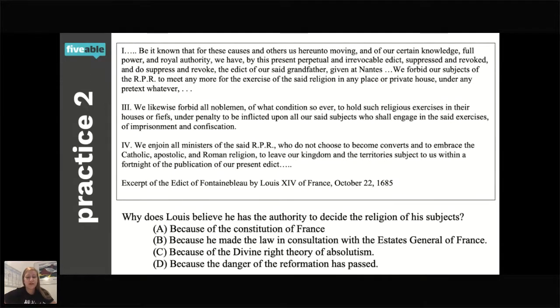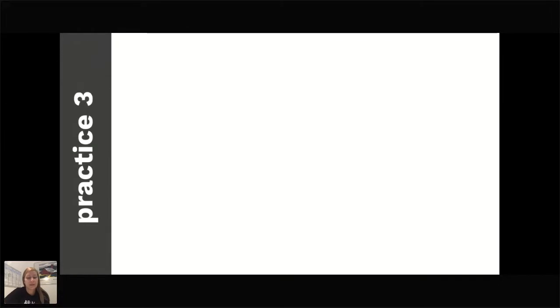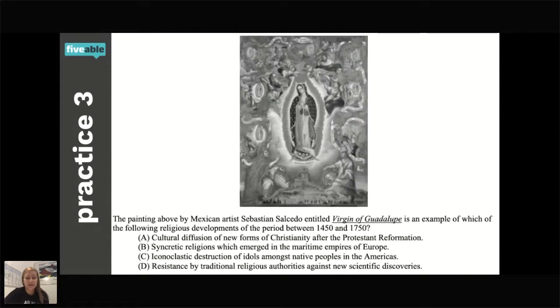Answer number 2 is C. So, and I said before that he revoked the Edict of Nantes, which granted religious toleration. He's taking away that religious toleration here in the Edict of Fontainebleau. Number 3, you got another picture. That means I'll have to read.